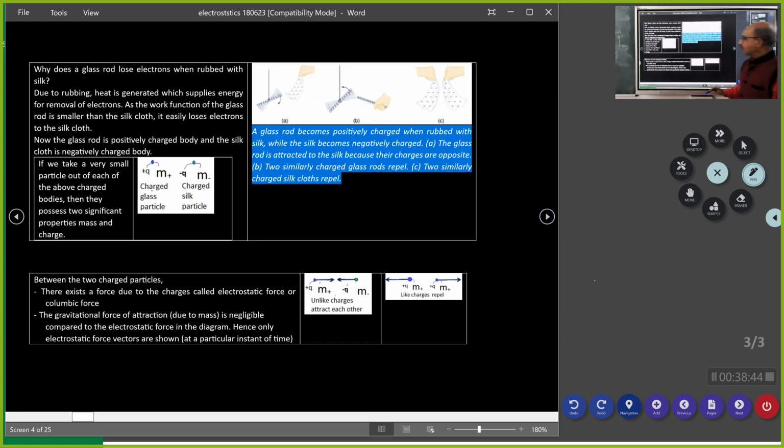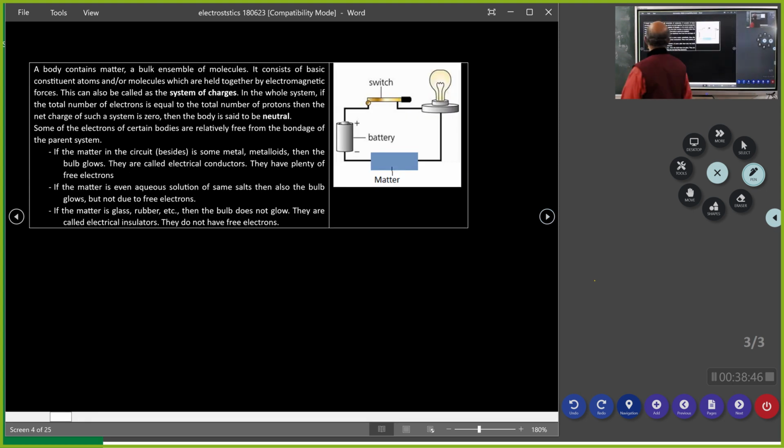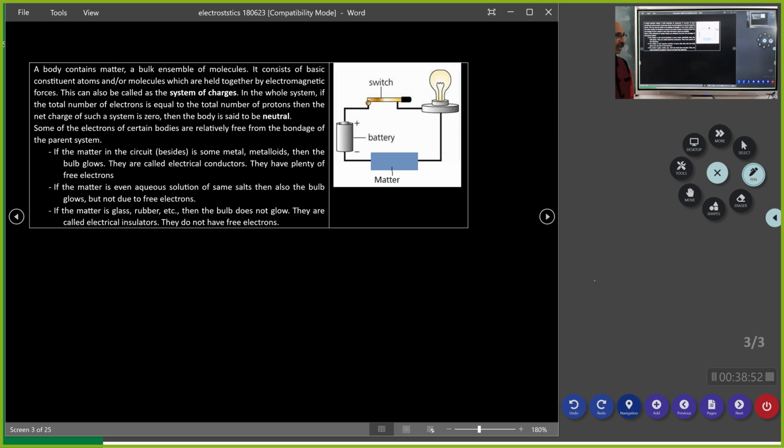Sir, how are metalloids conductors? Because they have non-metal cells which are insulators. No, not all metalloids. Some metalloids are conductors, okay? Some metalloids are conductors. So the metalloids which have more amount of metals, are they good conductors? What do you mean they have more amount of metals?